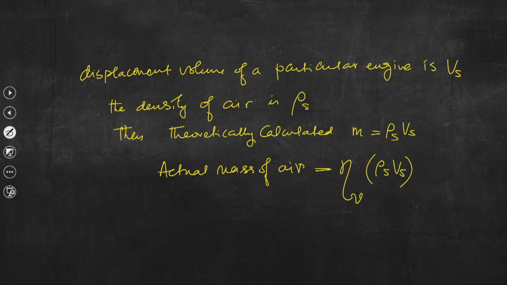Certainly eta V is less than 1, so you can understand the actual mass of air drawn into the engine cylinder is less than the theoretically calculated value. So, now let us look at this particular term, that is volumetric efficiency.